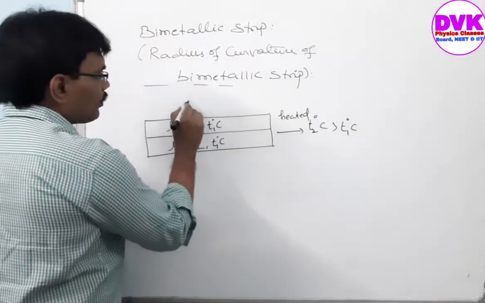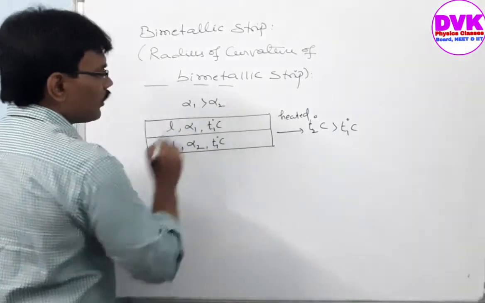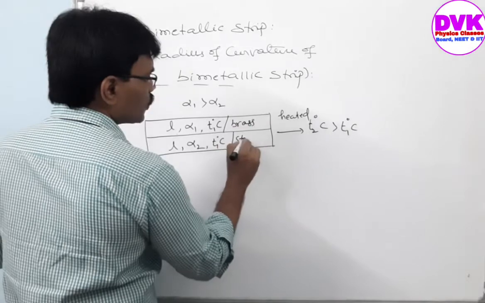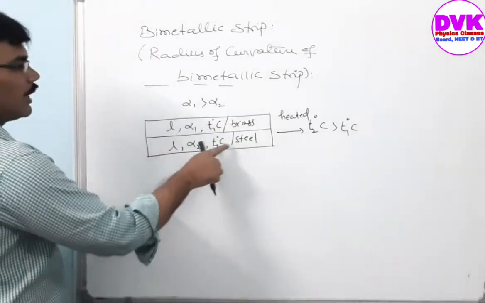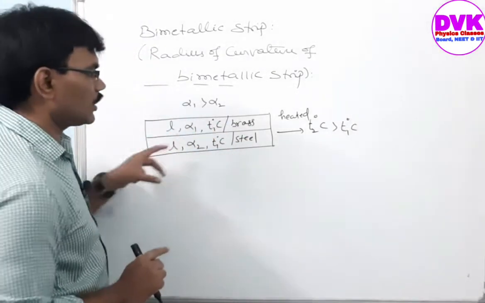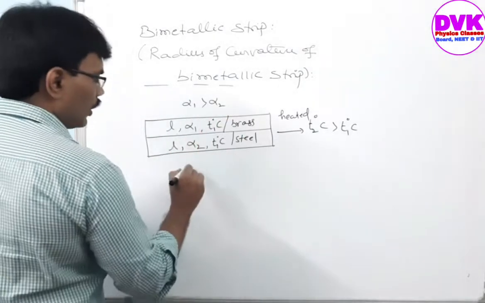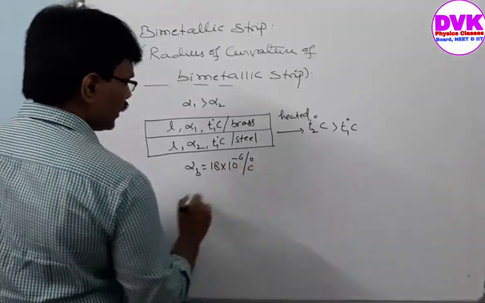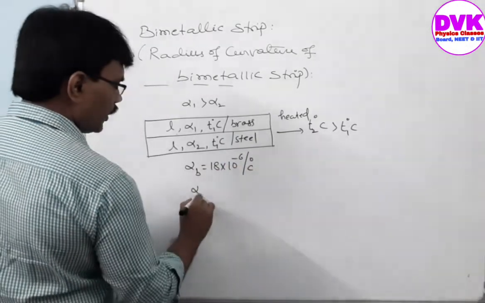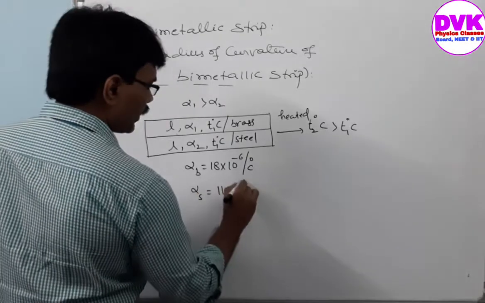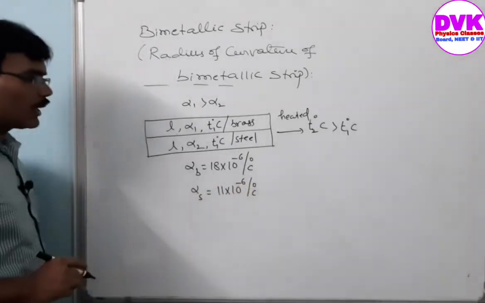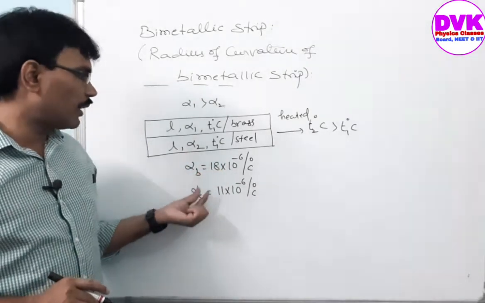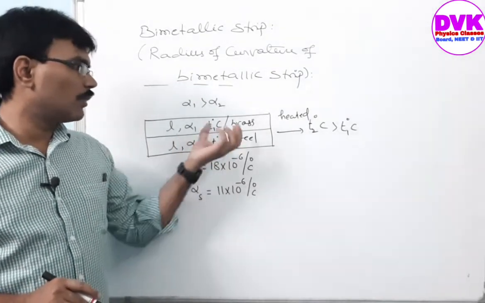Since, for example, alpha 1 is greater than alpha 2. Let us take this one as brass and this one as steel, and this combination is called a bimetallic strip. We know alpha of brass is 18 into 10 power minus 6 per degree centigrade, and alpha of steel is 11 into 10 power minus 6 per degree centigrade. Alpha values mean that whichever has the higher alpha value shows more expansion for the same rise of temperature.